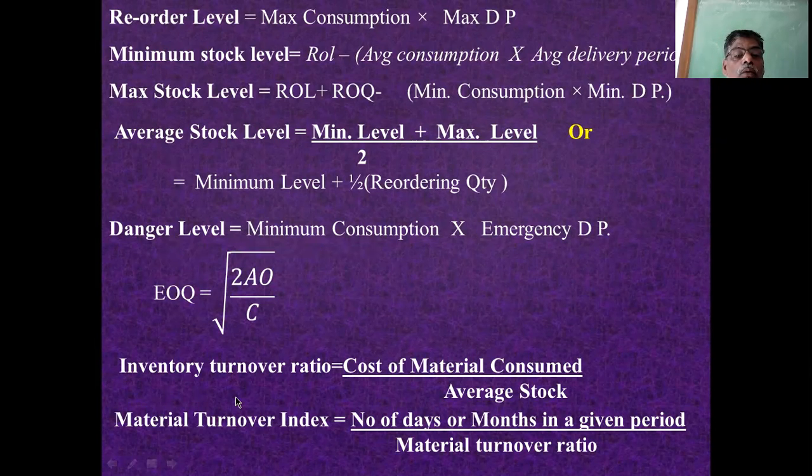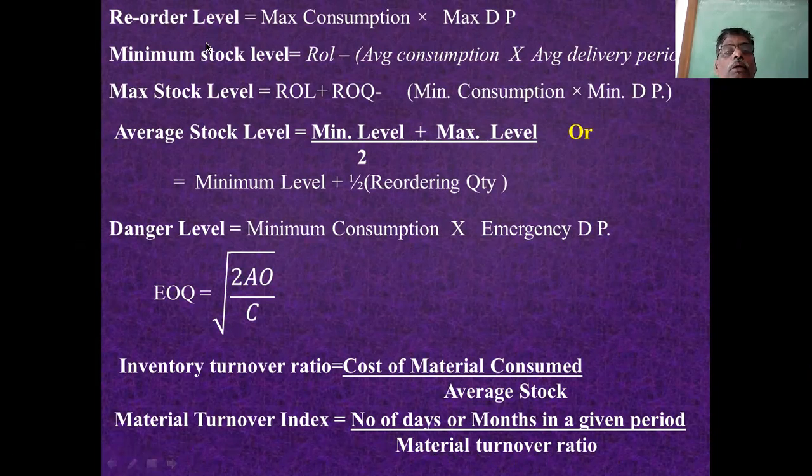Next is inventory turnover ratio. Inventory turnover ratio is equal to cost of material consumed divided by average stock. And material turnover index is equal to number of days or months in a given period divided by material turnover ratio. You apply this. And last is input output ratio. Input output ratio is equal to input divided by output. These are the first part of the syllabus in material management. I'll take examples on this from tomorrow onwards.